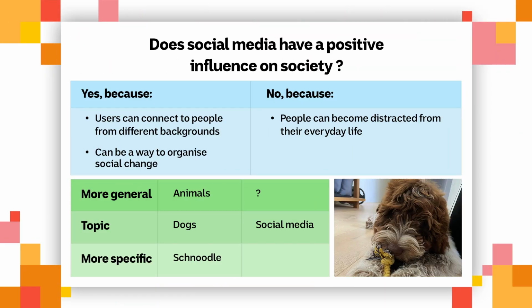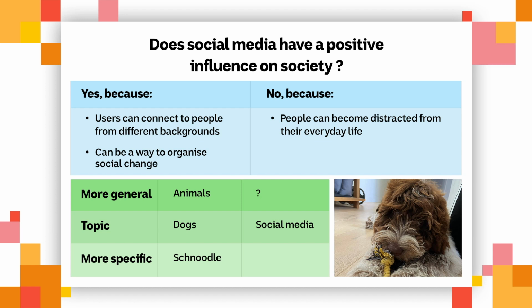So how do we know what our more general idea is? First, let's imagine our topic was dogs. You can see my dog here, Tucker. He's a schnoodle. This is more specific than the topic dogs. And the more general idea could be animals or pets.